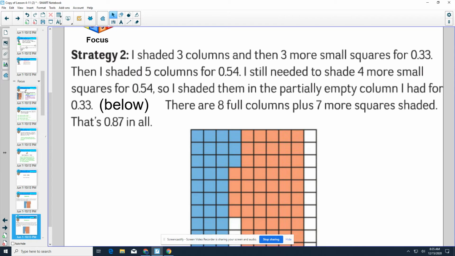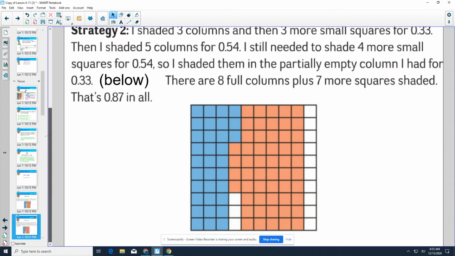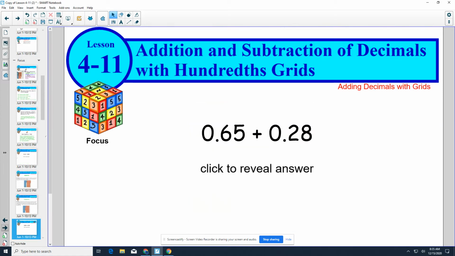Second strategy is you could shade 3 columns and 3 more small squares for 33 hundredths. Then I shaded 5 columns for 54 hundredths. I still needed to shade 4 more small squares for 54 hundredths, so I shaded them in the partially empty column I had for 33 hundredths. There are 8 full columns plus 7 more squares shaded. That is 87 hundredths in all.